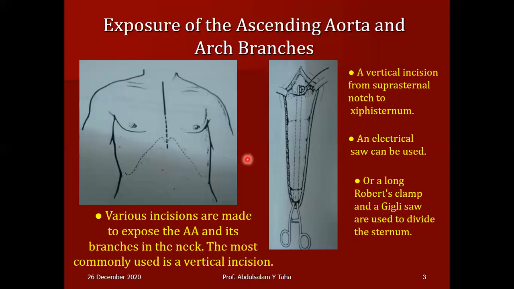In both techniques, whether an electrical saw or the Gigli saw is used, there is a possibility of opening of the pleura, and in that case we have to put a chest tube at the end of the operation. The closure of the sternum should be done by stainless steel wires, and the two halves of the sternum should be approximated very closely so that we don't have a complication of median sternotomy later on.